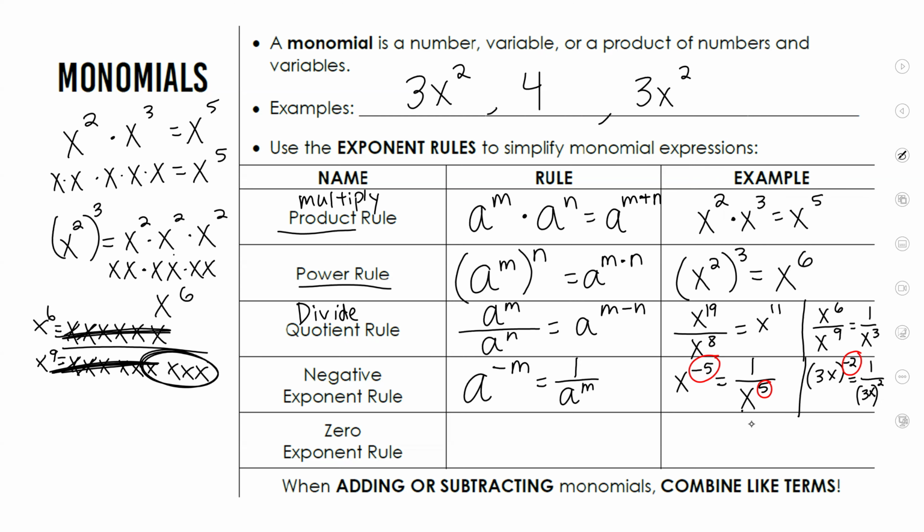The zero exponent rule. Zero exponent rule is if I have anything to the power of 0, your answer is 1. So an example, x to the power of 0, that's just 1. 3x squared y to the 17, all to the power of 0 is just 1. Anything to the power of 0 is 1.